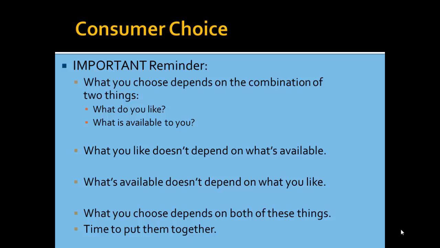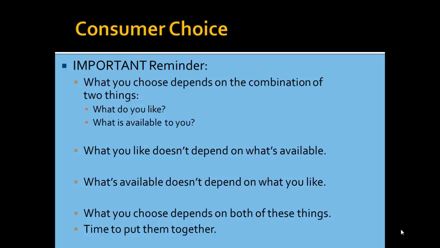Now what we're going to do is put together our budget constraints and our indifference curves to talk about the choices that people make. And I want to step back again and remind you one more time that what you choose depends on the combination of two things. First is what you like, and the second one is what is available to you.